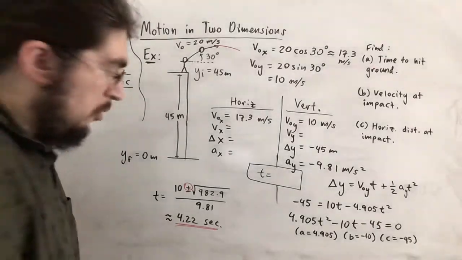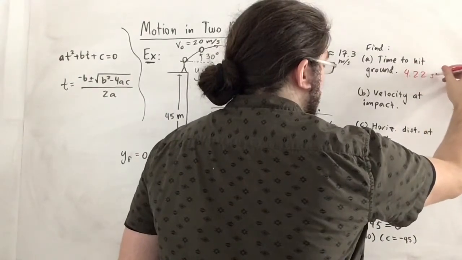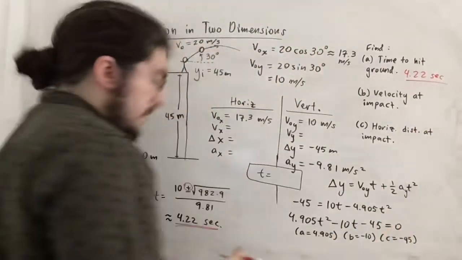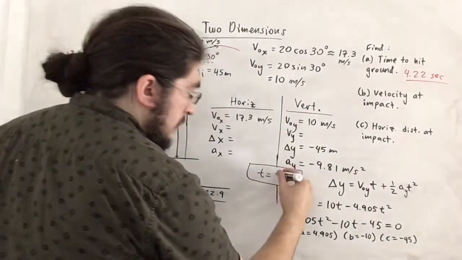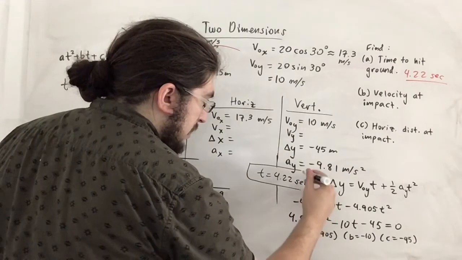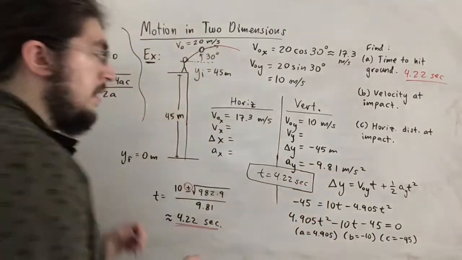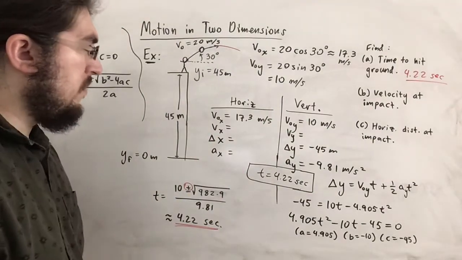So it takes about 4.22 seconds to hit the ground, and there we go. So we finished A. And we can now write in our chart here, t is equal to 4.22, and I'll write SEC for seconds. Great.